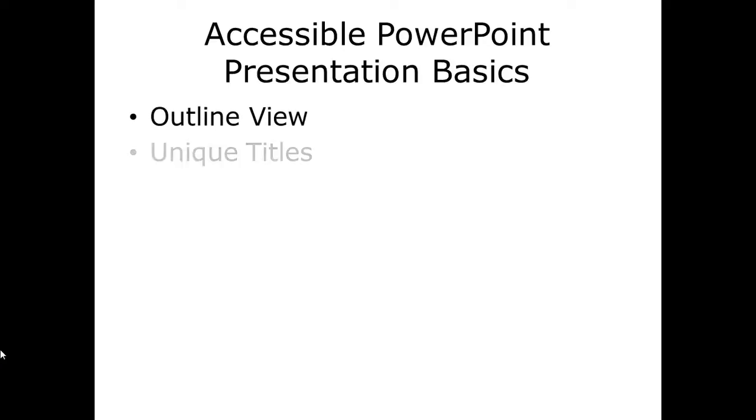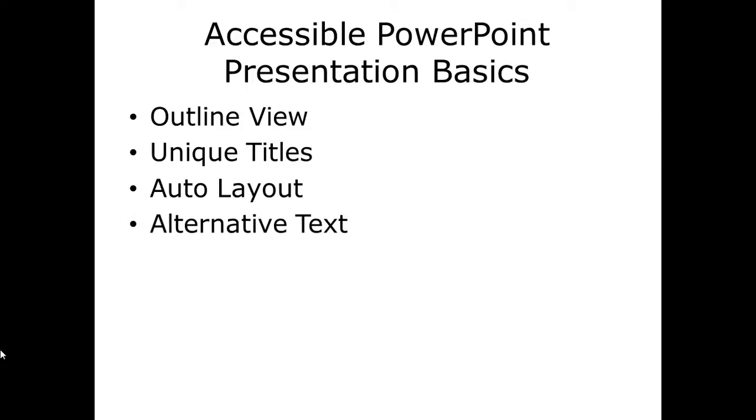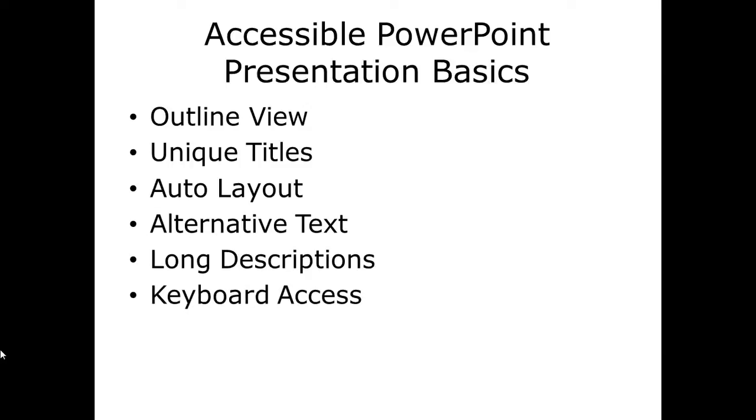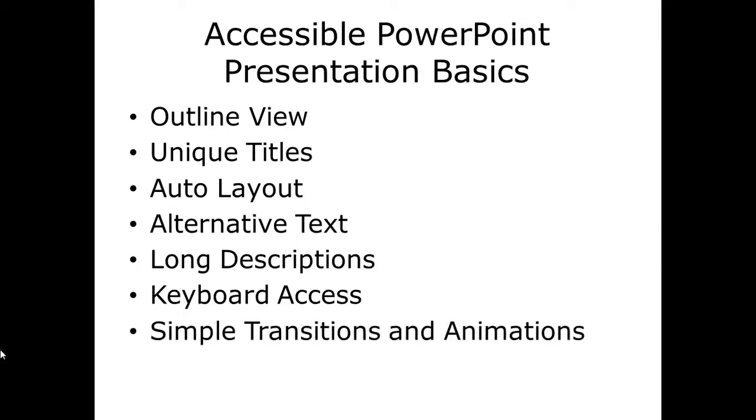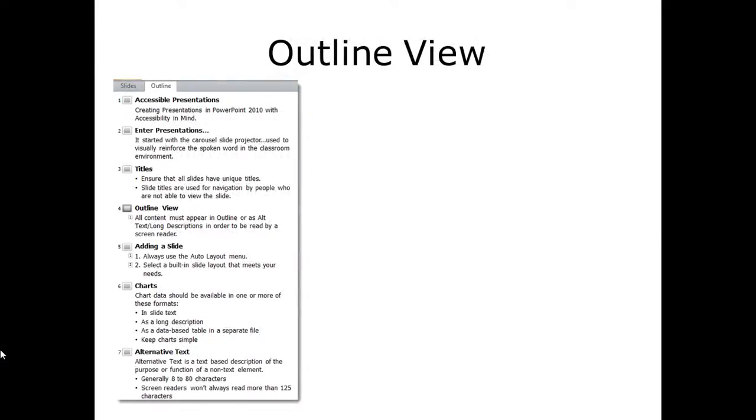We'll talk about the outline view, unique titles, using the auto layout for accessible slides, making sure we know how to add alternative text and long descriptions, and when long descriptions are appropriate, making sure that our slide content has keyboard access when we share the entire PowerPoint, and how we can use simple transitions and animations and still maintain the accessibility of our presentation. First, let's talk about the outline view.